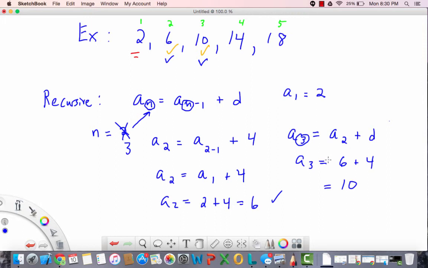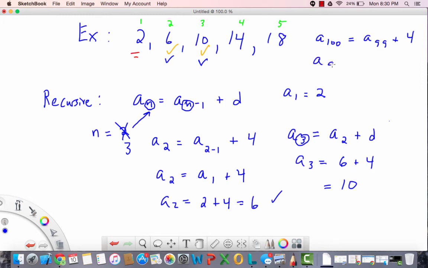Now it's much easier and maybe a little bit more intuitive what's going on here. You take a term, you add d to get to the next term. That's how I initially described an arithmetic sequence. The big disadvantage, though, is that if I asked you to find a sub 100, what would happen? A sub 100 equals a sub 99 plus d. What's the problem here? Well, we don't know a sub 99.